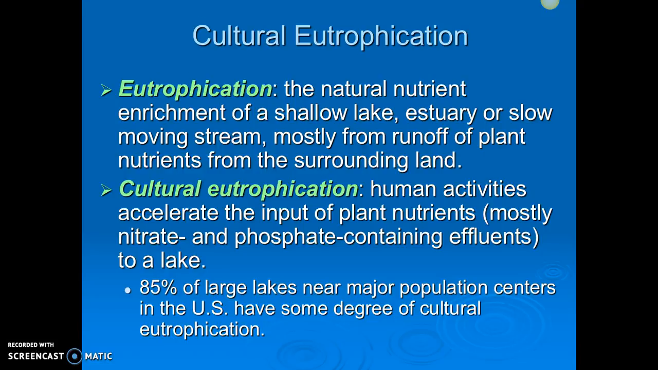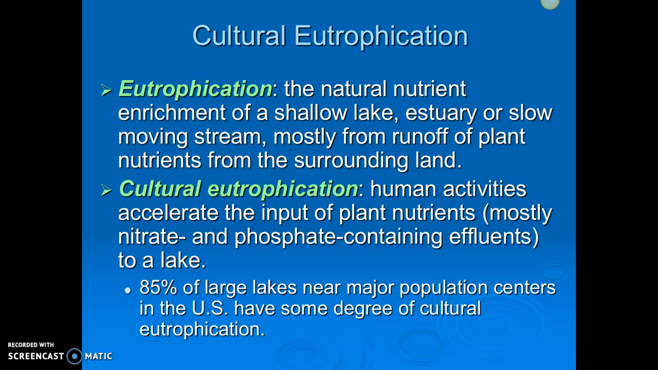Alright, two types of eutrophication. You have eutrophication, which is normal. It is a natural process where you will have dead plants that run off, get into the water supply, and then they end up causing plant nutrients to be in the water, like in Lake Lanier. Not a bad thing.